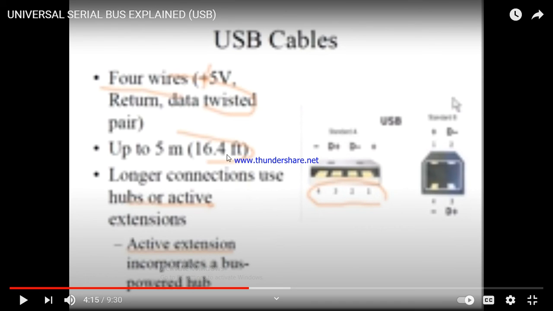Here on the screen you can see USB cables. There are 4 wires, right? If you have a USB with you, you can observe and compare this slide with your USB. There is a positive terminal, then D plus, D minus and ground. The 4 wires have their own meaning. The plus is the 5 volt supply, minus is ground, and the other two wires are used for data transmission. One is green and the other is white.